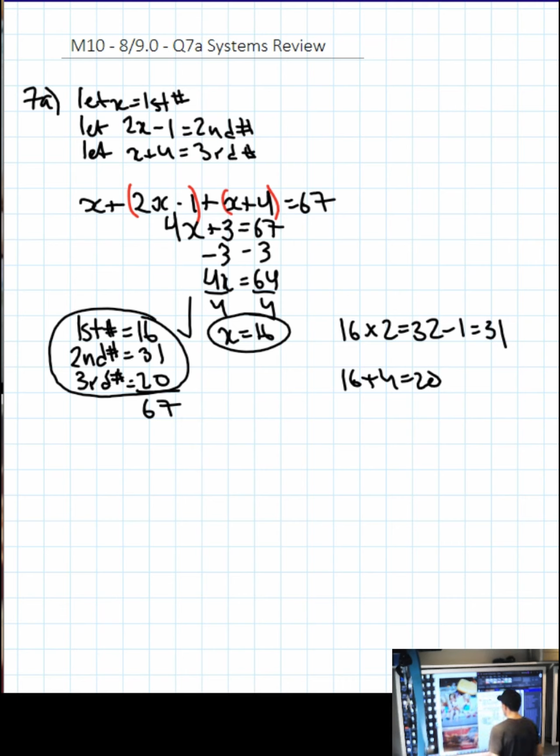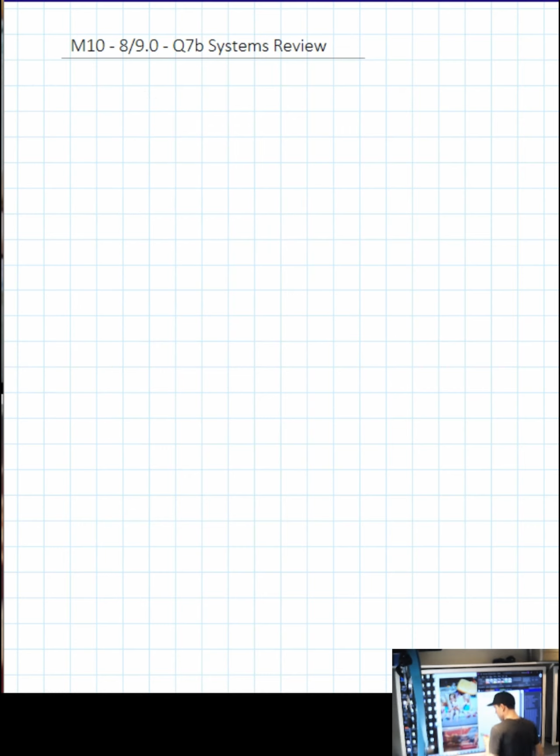So keep in mind that's a grade 7, 8, 9 type of question, just to sort of start building us up to be able to solve these more difficult grade 10 questions. So let's do a little bit more review.